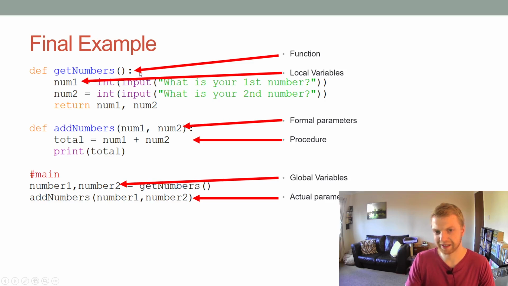This is just the cheat sheet slide, really. There's not much to say. This is your function, it returns something. This is your procedure, it doesn't return something. This is your formal parameter, this is your actual parameter. These are your local variables, so are these, and then these are your global ones because they can be seen by the whole program. And that's it really.